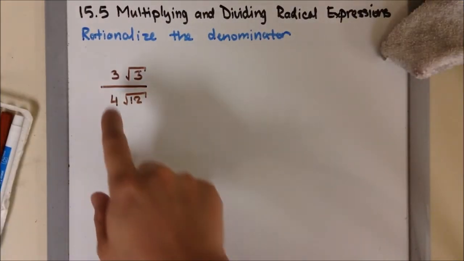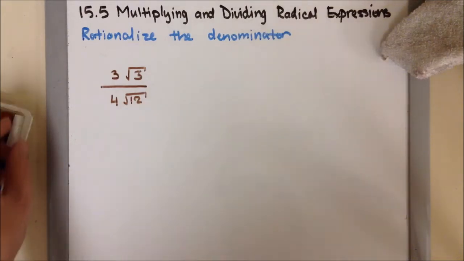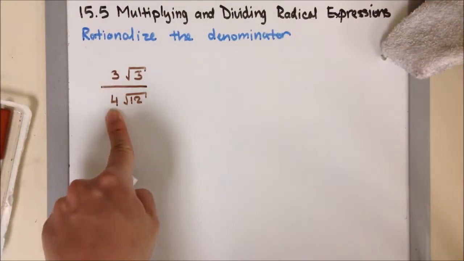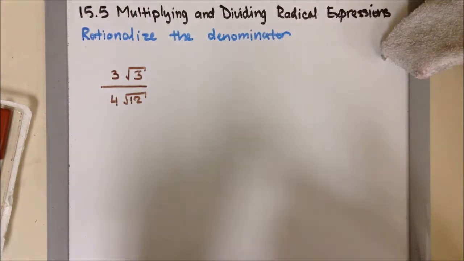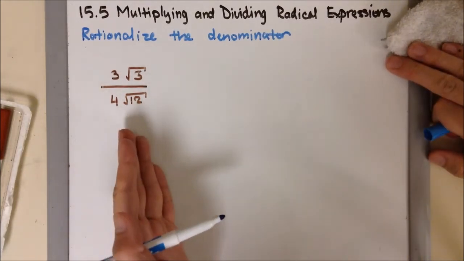In this example, we have 3 square root of 3 over 4 square root of 12. Now what's different with this example is that we have a number that's outside the radical in the denominator. And that's okay. We're still going to rationalize the denominator. I'm still going to go based on my statement, which is multiply the numerator and denominator by the radical that you see in the denominator.